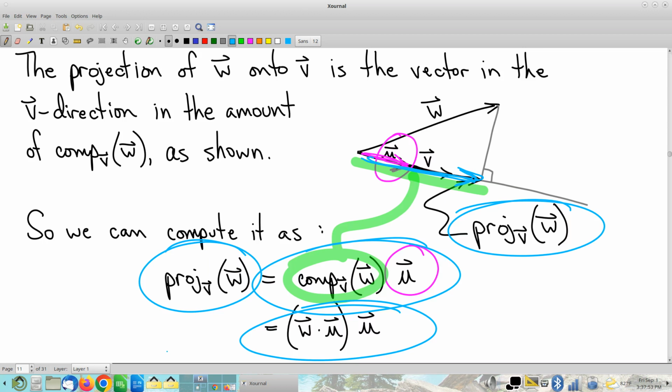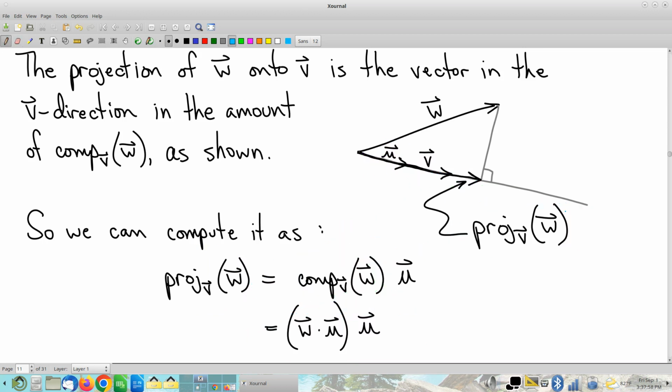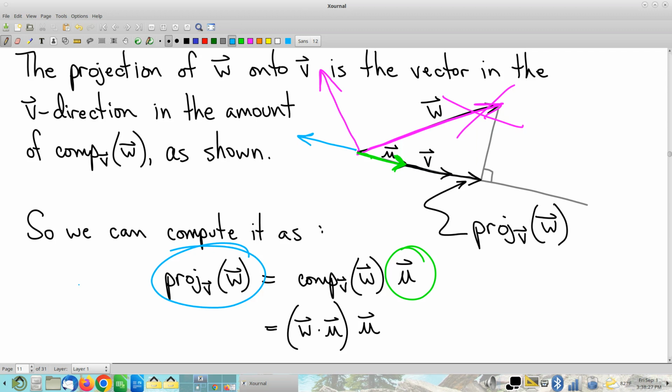If this W vector, let me erase, clean up. If this W vector weren't like that, if the W vector were over here, well, it remains that the unit vector is like this, right? That's what the unit vector is. And the thing is, my projection would actually be like that. The projection would be, per this picture, that blue vector.